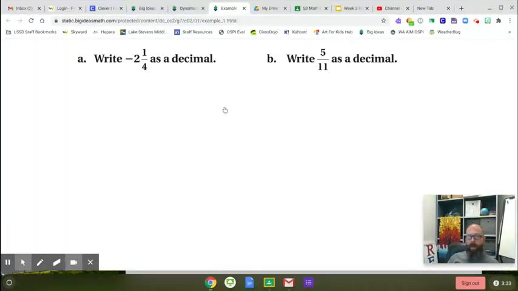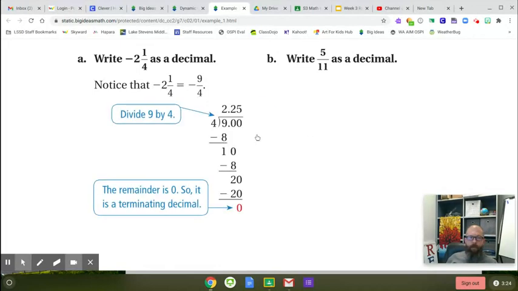So let's start with A. And what is the first step? Negative 2 1/4 is the same as negative 9/4. Remember, to get 9/4, you multiply 4 times 2, which is 8, add the 1, and you have 9. So 9/4 is the improper fraction version of negative 2 1/4. Okay? So now you're going to divide 9 by 4.